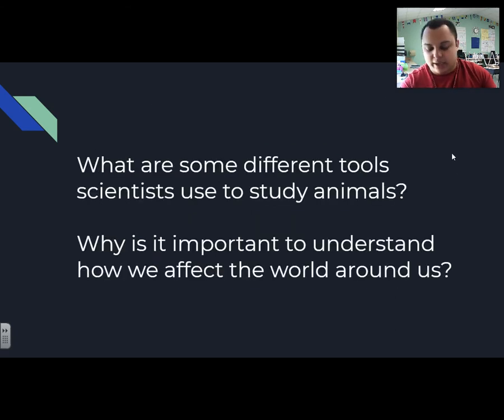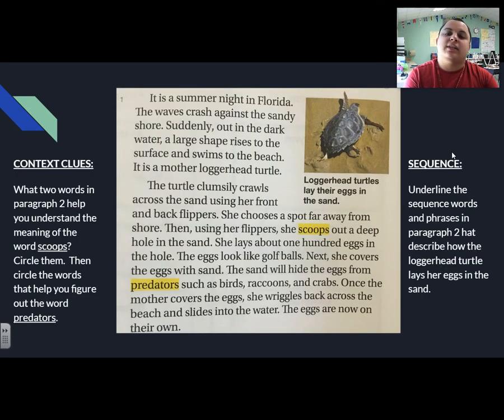So, two questions that we're going to try to answer today are, what are some different tools that scientists use to study animals, and why is it important to understand how we affect the world around us? All right, so let's start reading. I'm going to read the things on the side first, just so we know what we're looking for while we're reading. So, context clues. What two words in paragraph 2 help you understand the meaning of the word scoops.